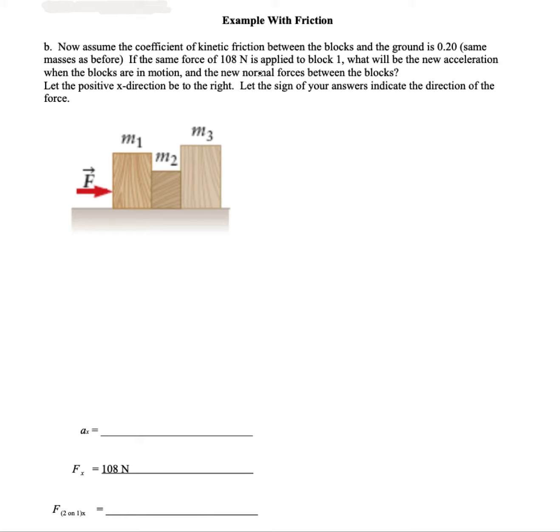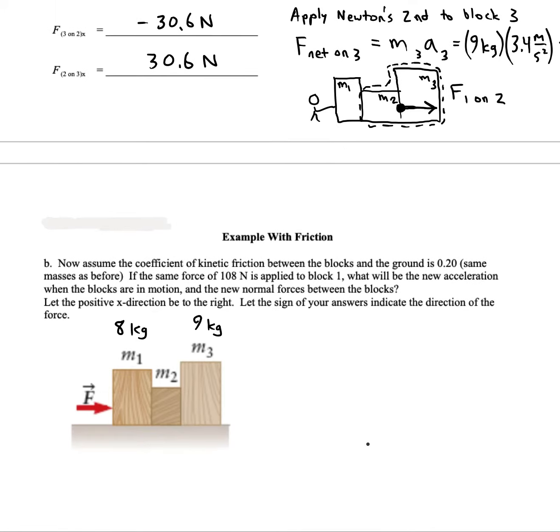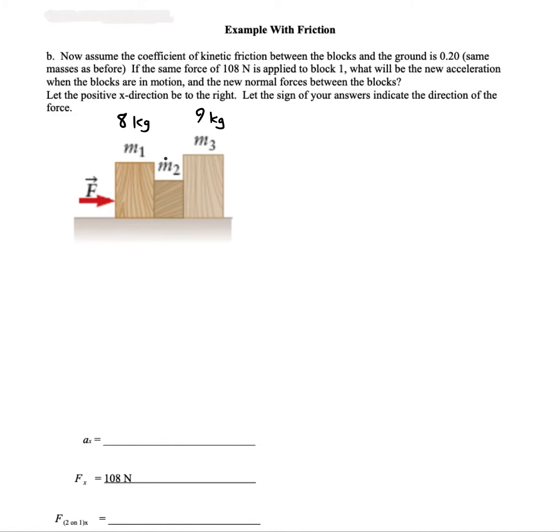These blocks have the same masses as before, and before they had the masses of M1 was 8 kilograms, M3 was 9 kilograms, and then M2 ended up being 14.8. So M2 is 14.8 kilograms. So even though it's smaller, it may be just more dense or something.